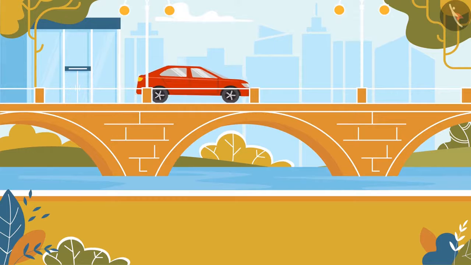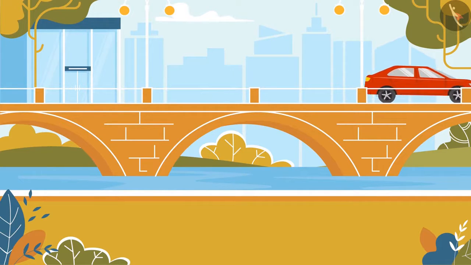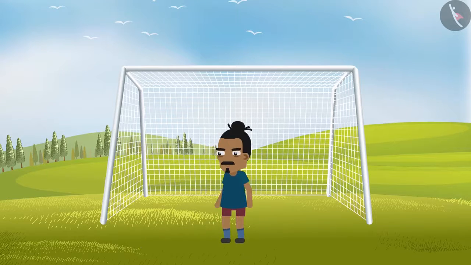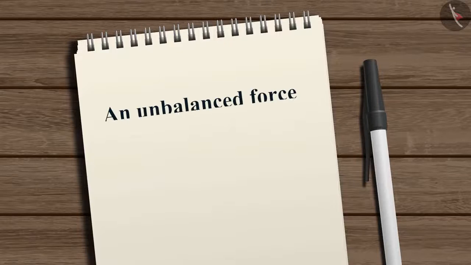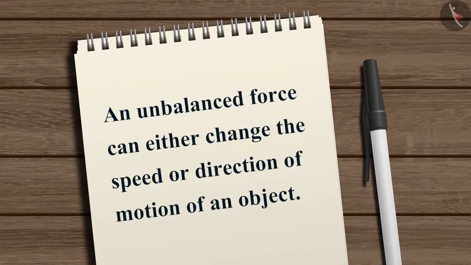Which means a change in the state of rest or state of motion is observed only when an unbalanced force is applied. A body at rest may start to move as well as it may stop due to the application of unbalanced forces. An unbalanced force can either change the speed or direction of motion of an object.